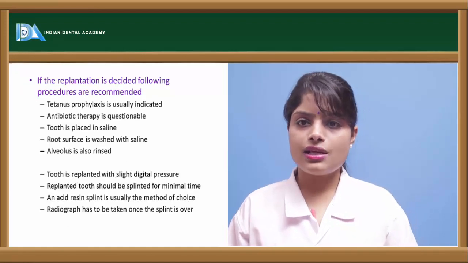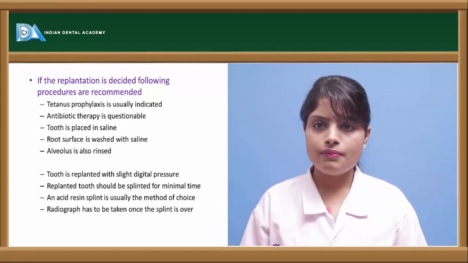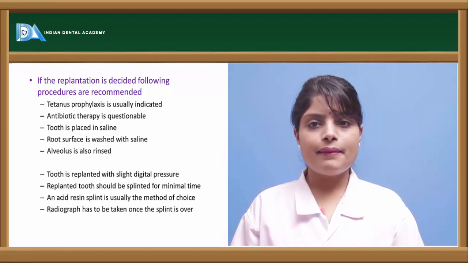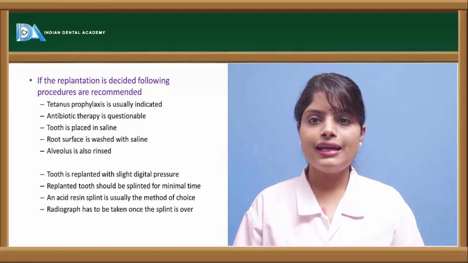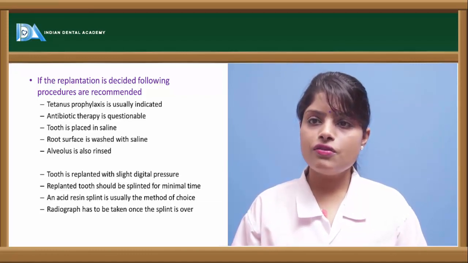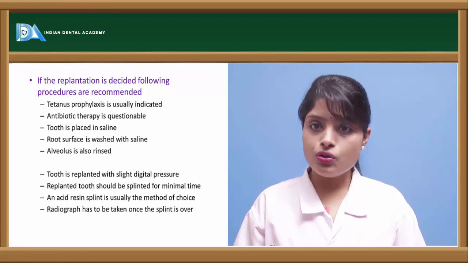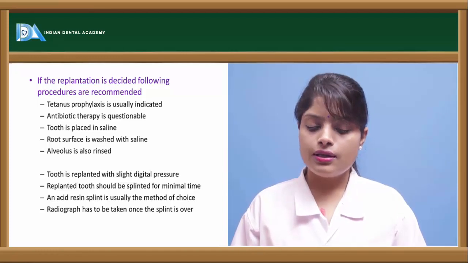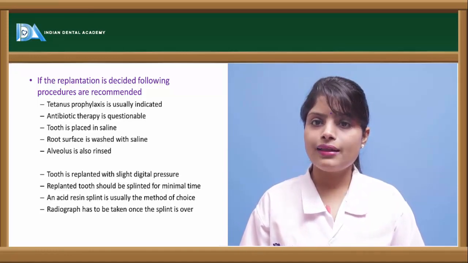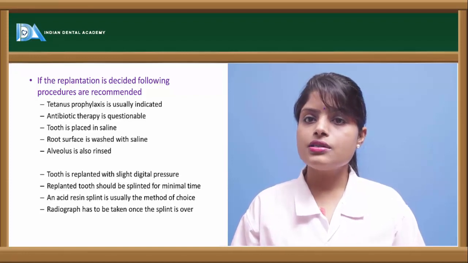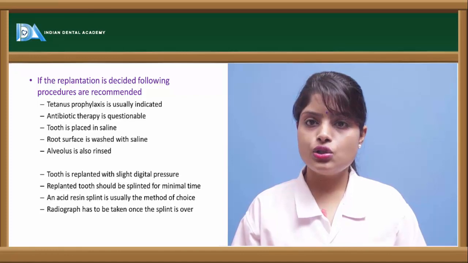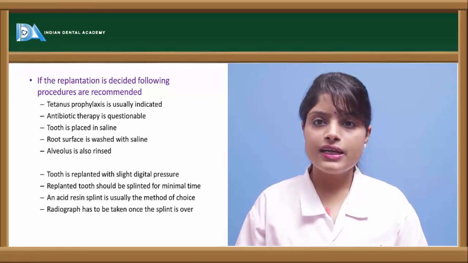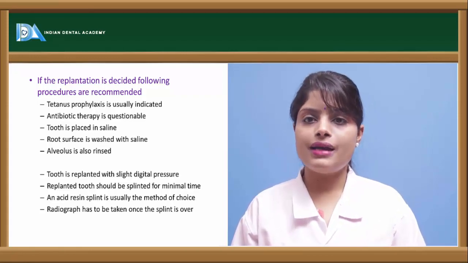Now reimplantation is decided, which is the treatment of choice. Before reimplantation, tetanus prophylaxis is very important. The patient can also be kept under antibiotic coverage to prevent any further bacterial infections. The root surface should be washed with saline. It can also be treated with sodium fluoride solution so that the surface becomes reinforced. Then the alveolus is rinsed by means of saline without disturbing the periodontal tissues or scraping out the alveolar socket. This will prevent any hindrance to reimplantation.